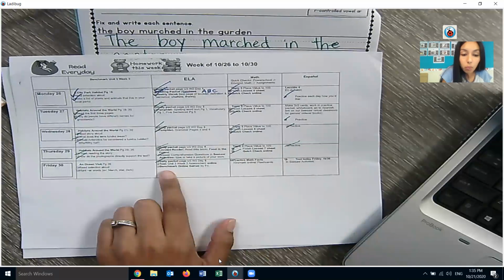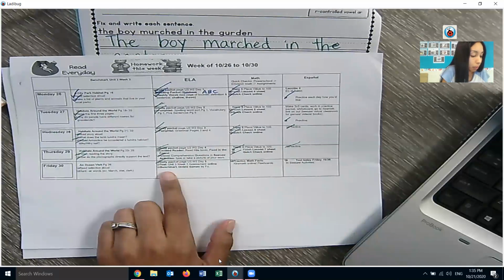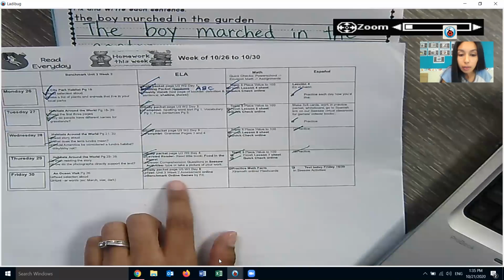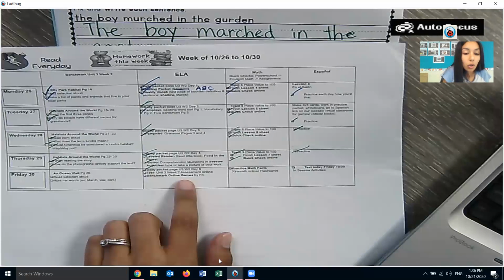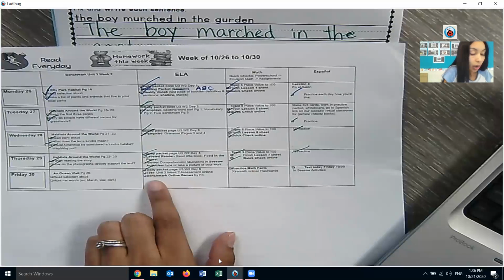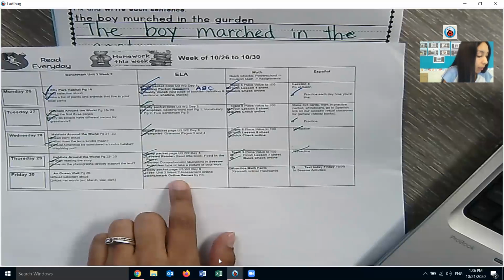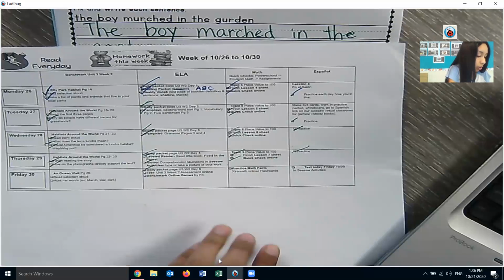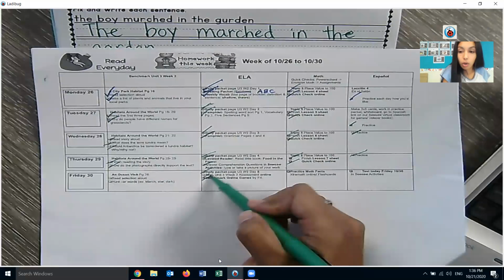Today, for homework, you have an assignment to complete your benchmark test, sorry about the blurriness, online for Unit 3, Week 2, and to work on those online games, which will be about the AR sound. So that's your two other homework pieces to do on your own.